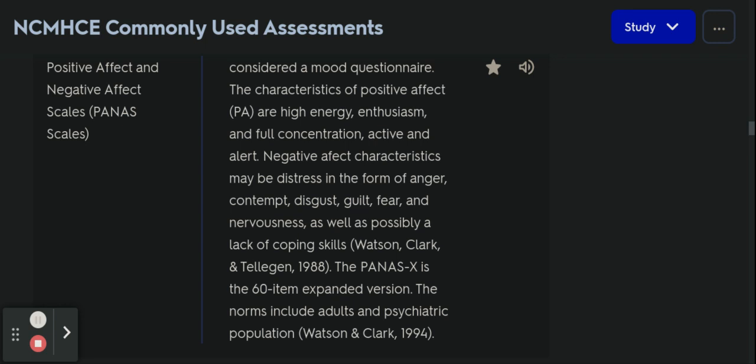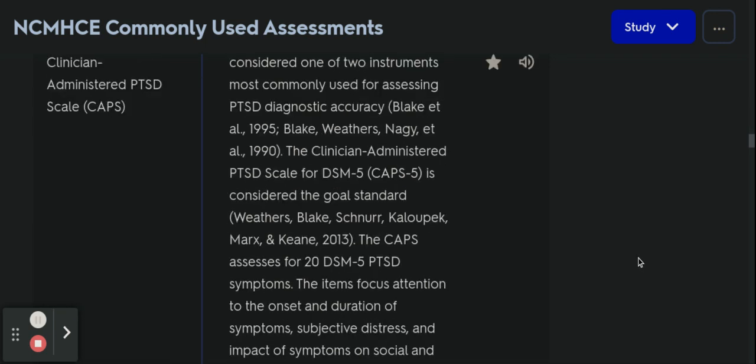The Positive Affect and Negative Affect Scales PANAS-X is a 60-item expanded version. The norms include adults and psychiatric populations.